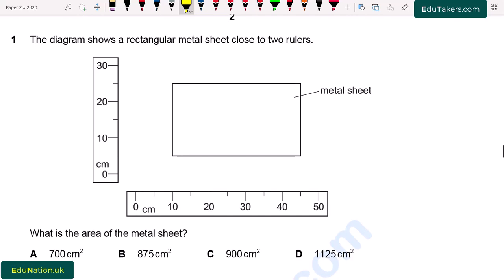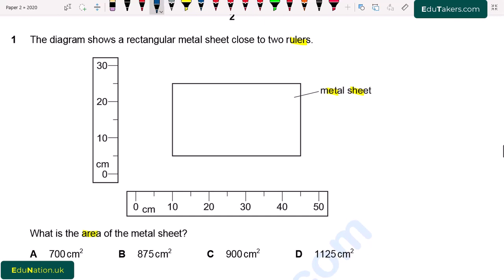Question number 1. The diagram shows a rectangular metal sheet close to the rulers. So here is a metal sheet and two rulers are shown on the sides of this metal sheet. What is the area of the metal sheet? So here we have to find out the area of the metal sheet.